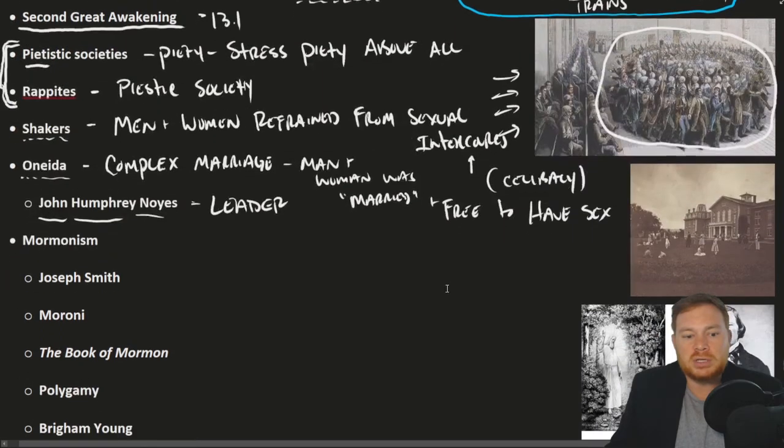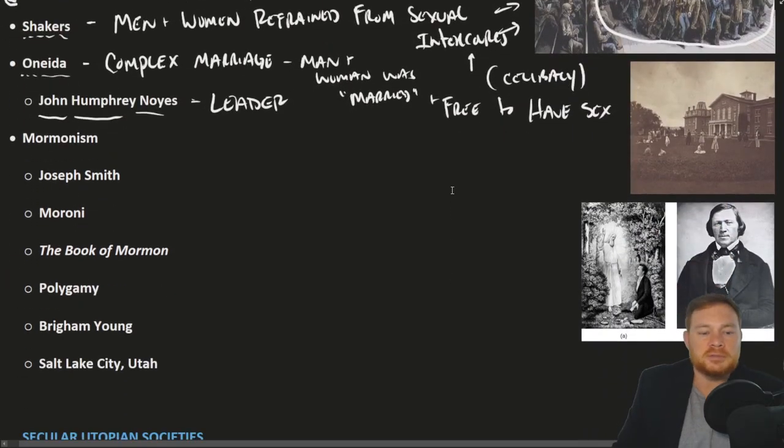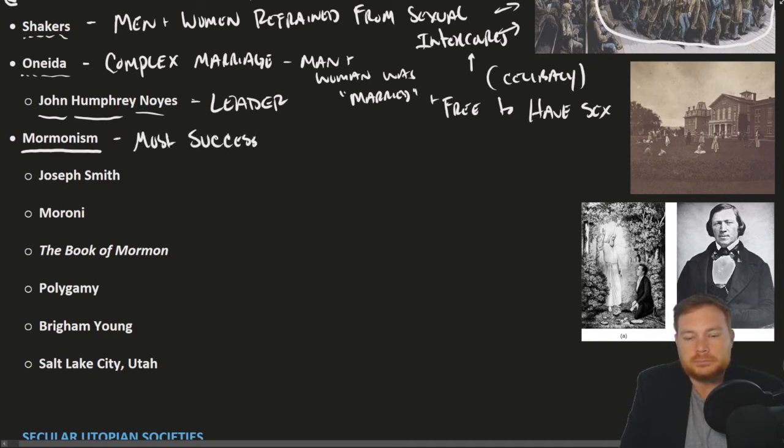However, the most successful of the religious movements during this era was the founding and the growth of Mormonism. Right? Mormonism, we might call this the most successful religious society.